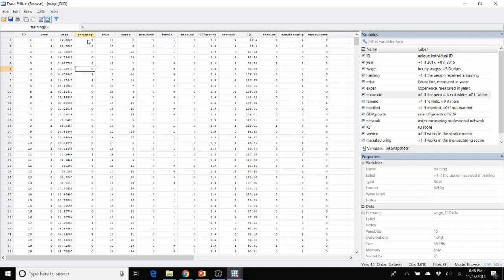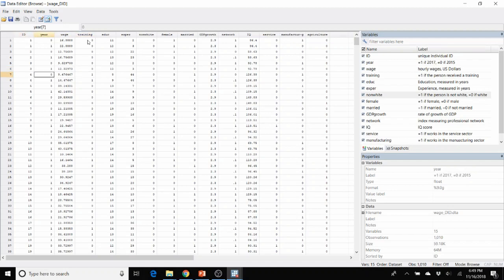Remember, nobody in this sample could have attended the training before. No one could have attended it in year zero because it didn't exist in year zero. People only could have attended it after. That means they only could have attended it in year one. All right. So now here, let's go here.